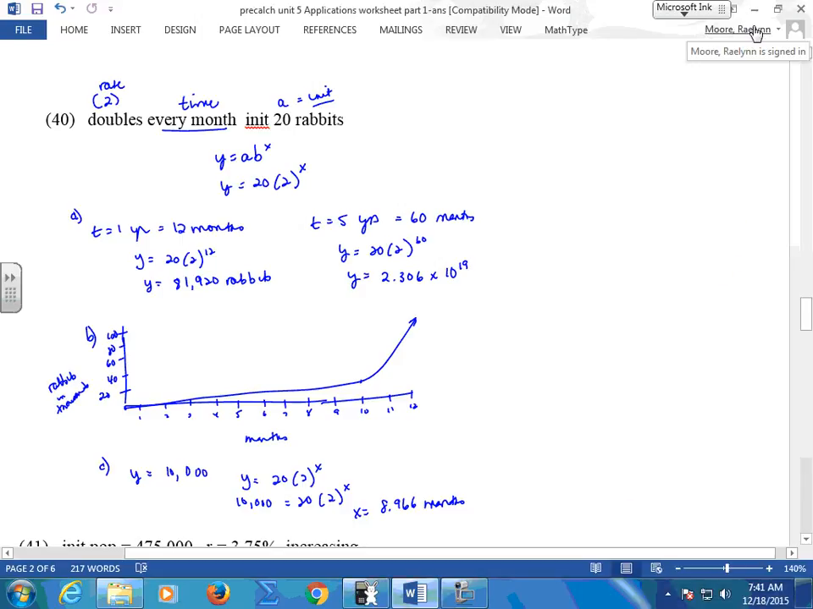And really, you should label these things. You're looking for how many months it is going to take? Your label should say months. If you're looking for how many rabbits you're going to get after a certain time, you should say rabbits.